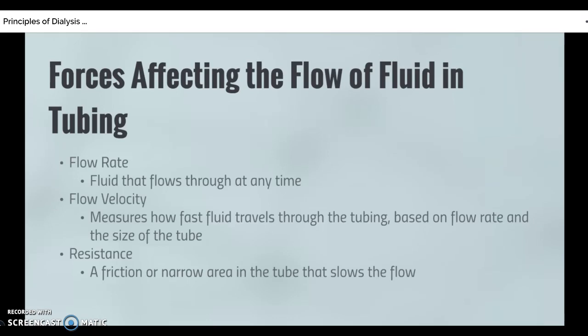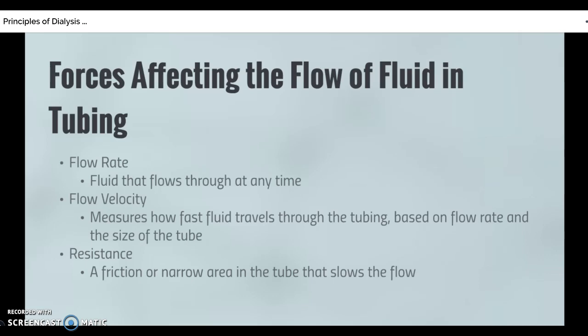So there's several different forces that affect the flow of fluid in the tubing. And when we're talking about tubing, we're talking about the blood tubing. This is going to be when the blood is taken from the patient, going through the machine. There's different forces that are going to affect that. One is going to be the flow rate. So that's going to be the fluid that flows through at any point in time. That's how fast or how slow we decide to run the machine. The machine is the one that's going to be pulling the blood out through different forces. The faster the flow, the more diffusion is going to work, the cleaner the person's blood is going to be.